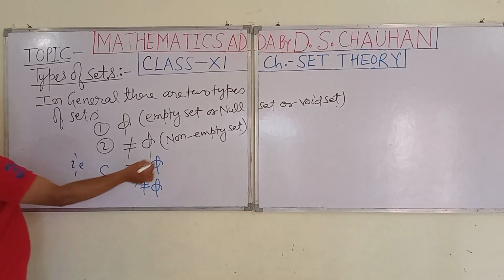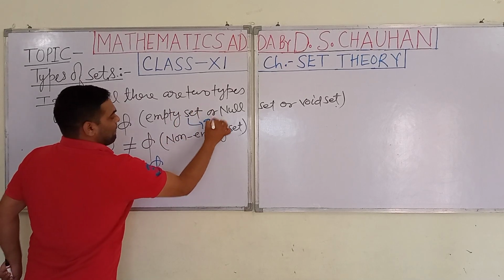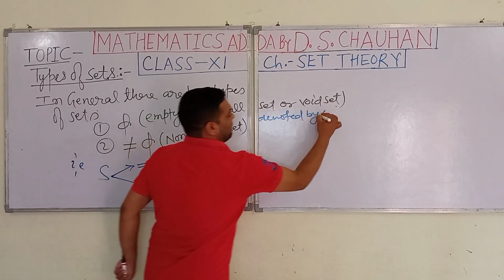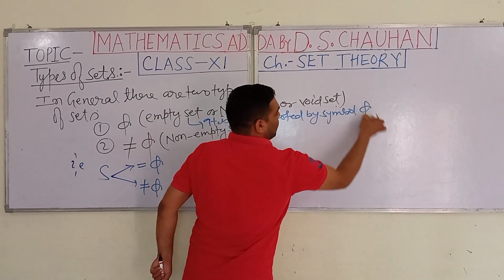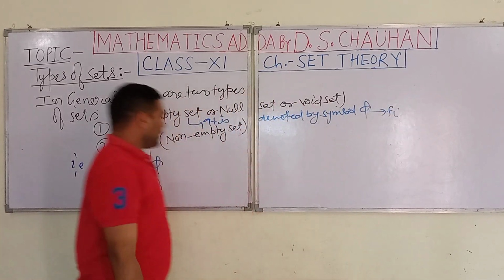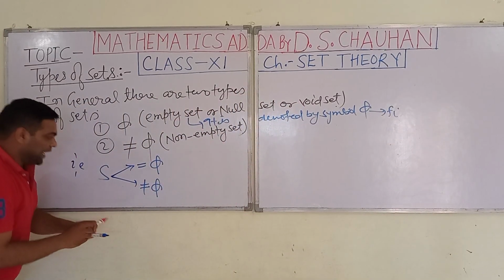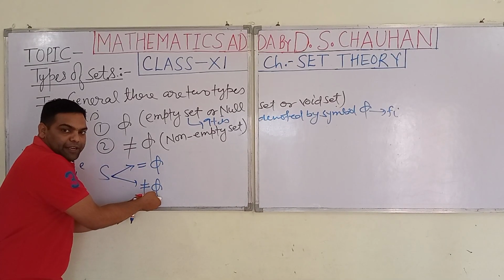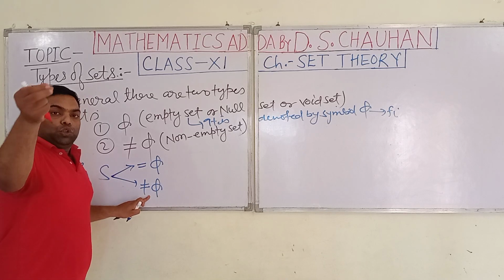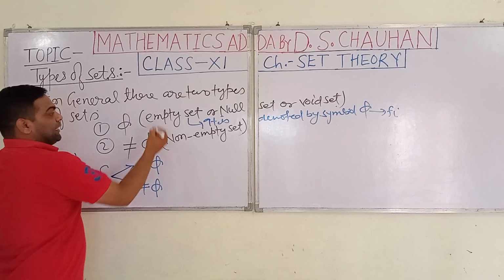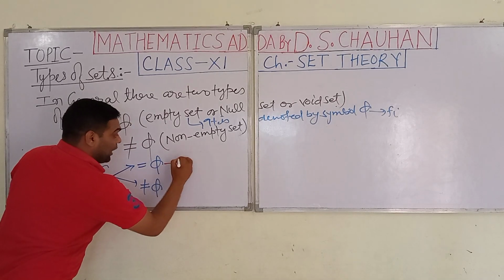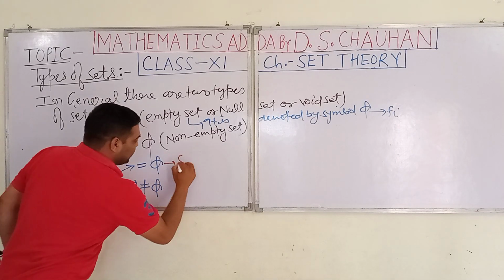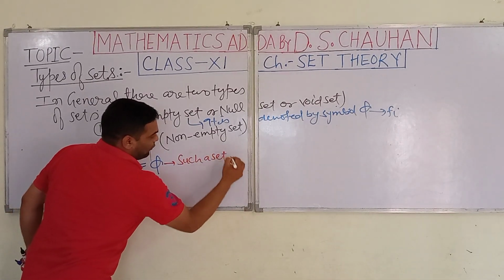In this way you can understand here, in general we are denoting the set by capital S. In general there are two types of sets. Either the set will be empty or it will be non-empty. The empty set is denoted by the symbol phi. So in general, either the set will be empty or it will be non-empty.